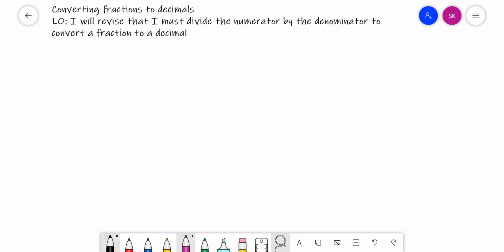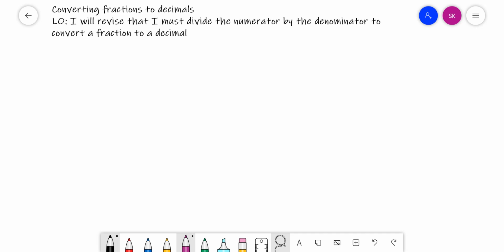Welcome to a quick revision lesson on converting fractions to decimals. Something we've done before, but I thought I'd make a quick video to remind you about how to do it, just in case you've forgotten. It's also going to be relevant to next week's KPI on comparing fractions.